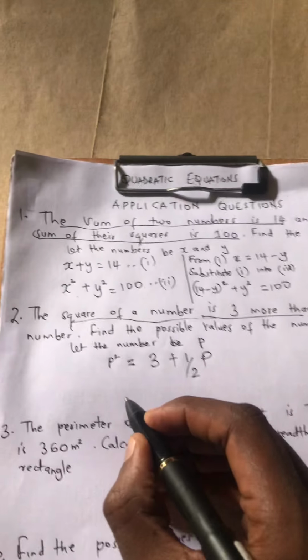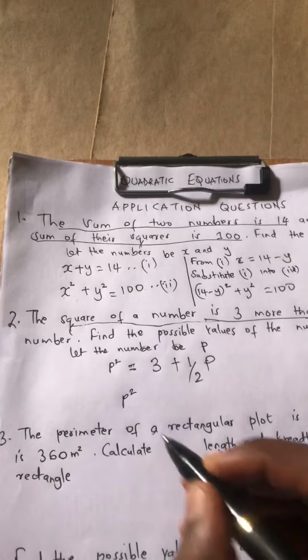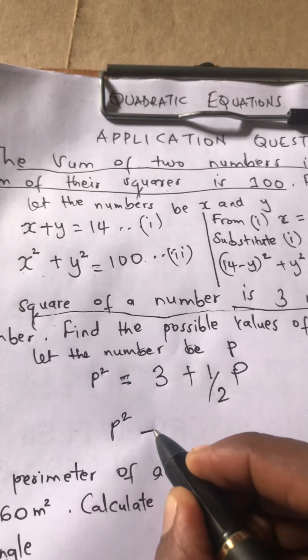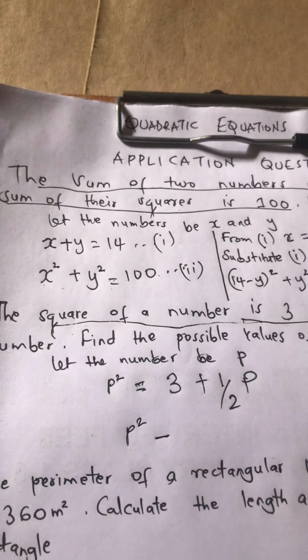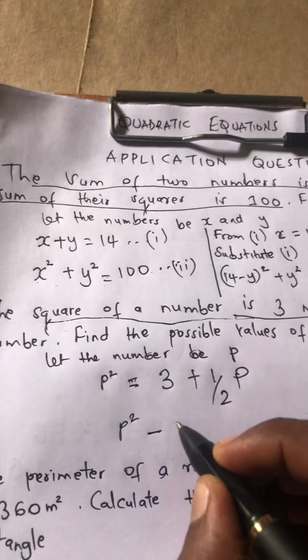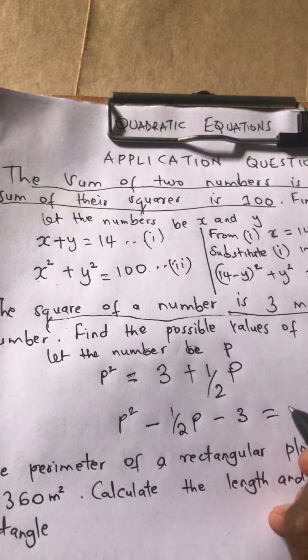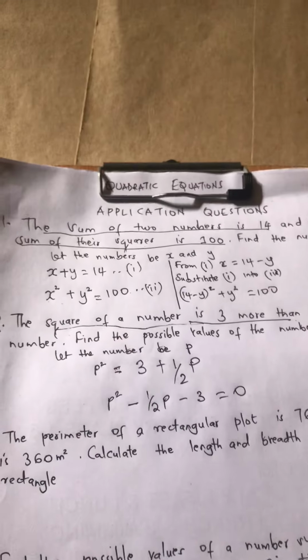Nice one. As you can see, this is already a quadratic equation. So just rewrite it in the form of ax square plus bx plus c. Vile tulikuwa tumesema inakuwa P square minus a half P minus 3 is equals to 0. Okay?